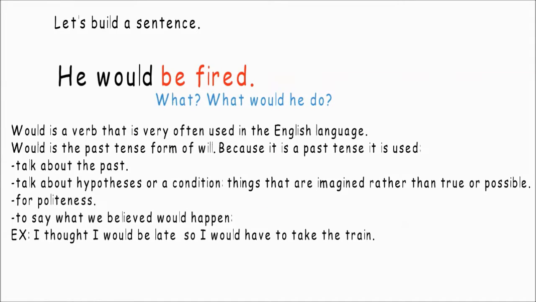Would is a verb that is very often used in the English language. Would is the past tense form of will. Because it is a past tense, it is used to talk about the past, to talk about hypothesis or a condition, things that are imagined rather than true or possible. For politeness, to say what we believed would happen. Example, I thought I would be late, so I would have to take the train.